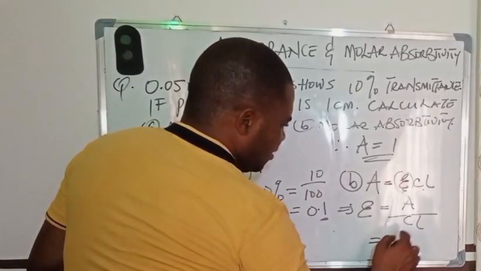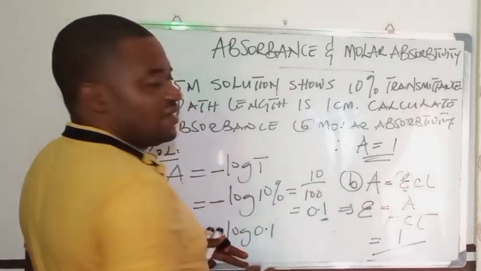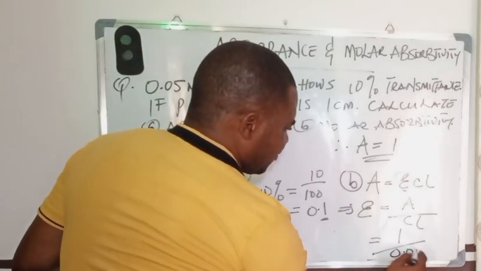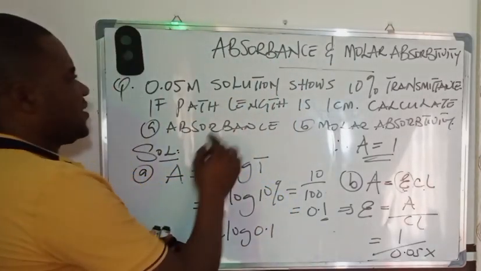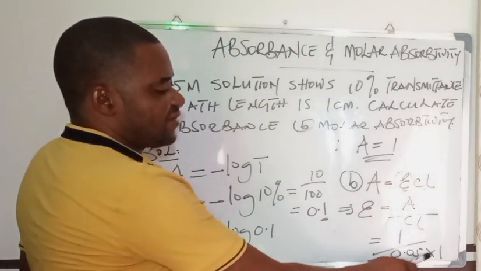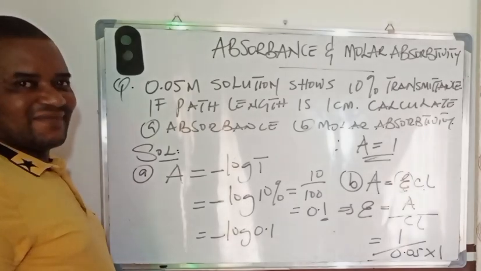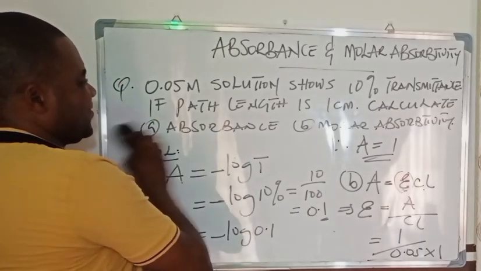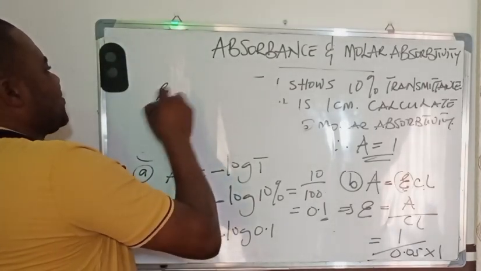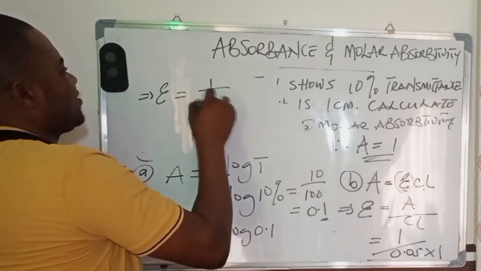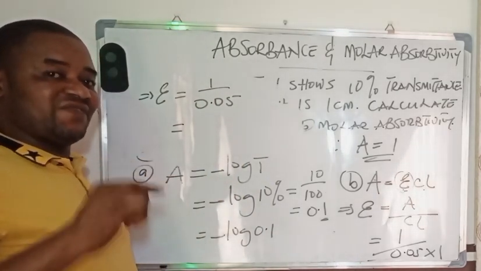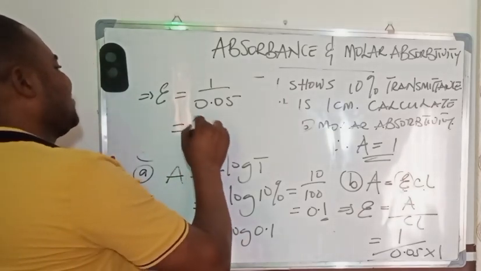So that will give us what? 1 all over, because 1 is the absorbance, C is a concentration, which is 0.05 molar, times what? Times the path length, which is 1. Do you know that 0.05 times 1 is still 0.05? Yes, it's still 0.05. So it means that our molar absorptivity will be equals to 1 all over 0.05. And if you use your calculator now and press 1 divided by 0.05, you're going to have 20.